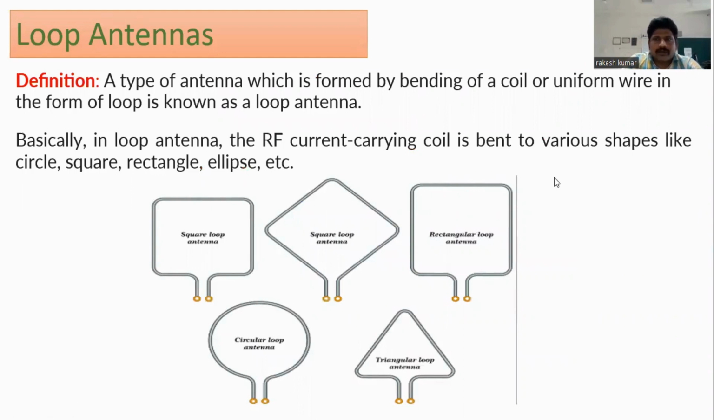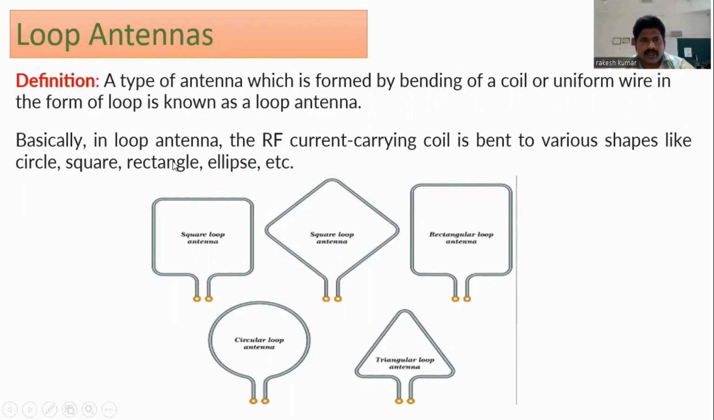What is the definition of a loop antenna? A type of antenna which is formed by bending a coil or uniform wire in the form of a loop is known as a loop antenna. For example, if this is a wire and I bend it in the form of a loop, whatever antenna is formed is called a loop antenna.